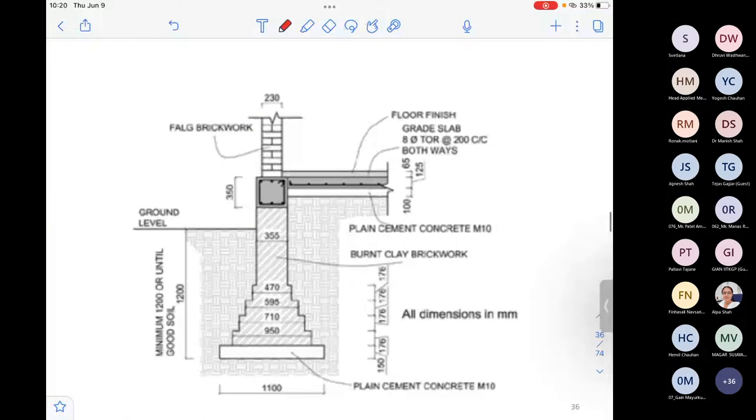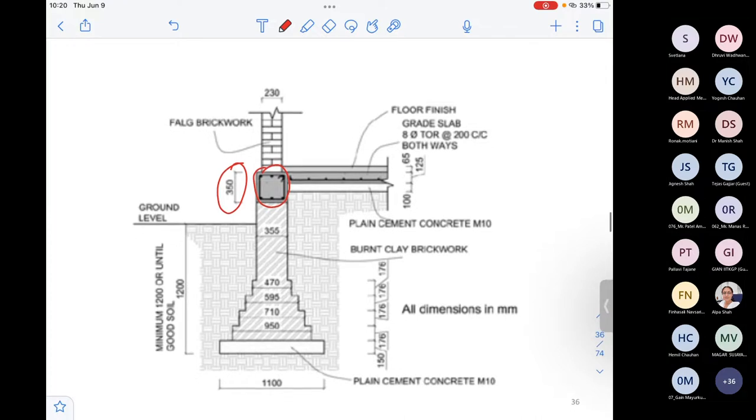What is interesting here is this cross-sectional foundation. You can see it's relatively deep, not too deep, 1.2 meters. And then you can see that the plinth beam was 350 millimeters, relatively deep, and there was a ground floor, reinforced concrete floor, slab on grade there as well. So this is a typical foundation detail.